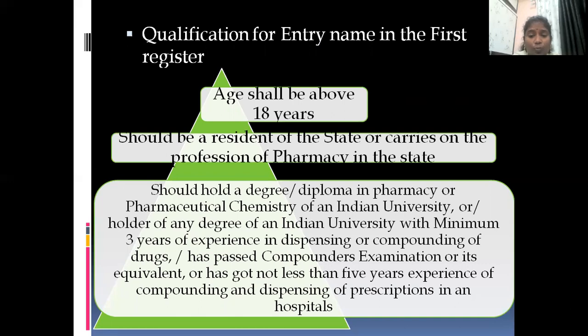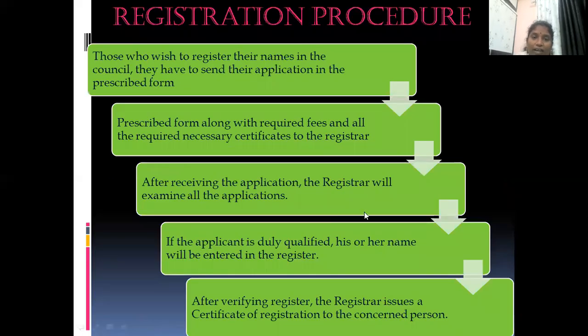So the person should be qualified from the compounders exam, or he should have 5 years experience in compounding and dispensing of prescriptions in hospitals. So if he has 5 years experience in hospitals in compounding, meaning preparing the medicines, or dispensing of the medicines, then that person is also eligible for the register of pharmacists.